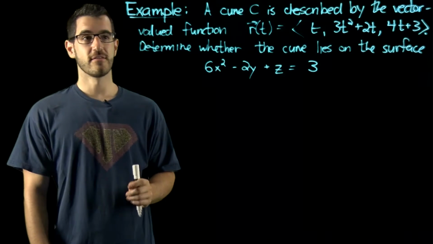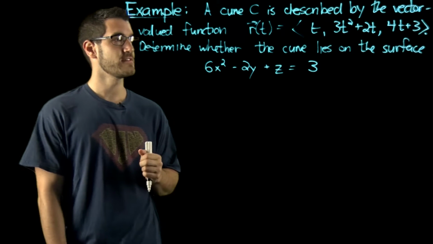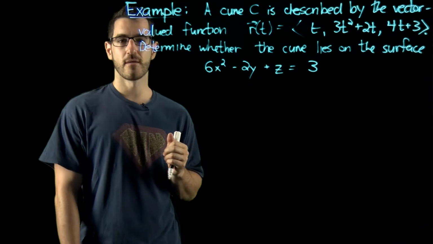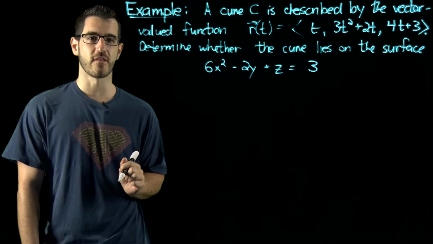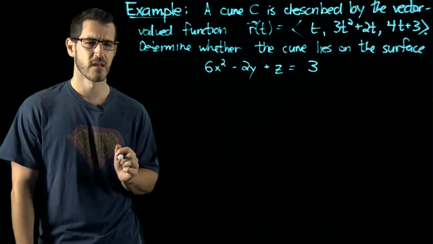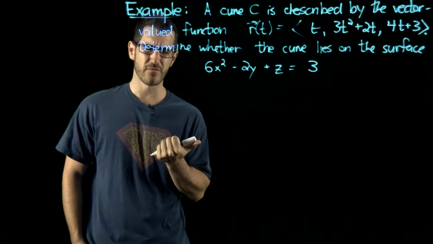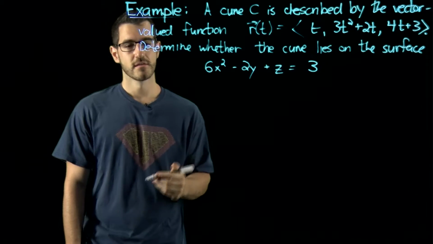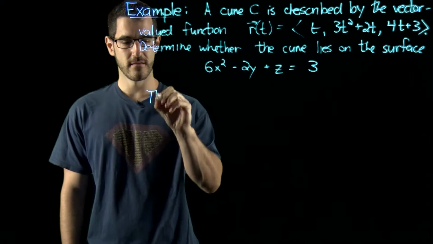So we're going to do the following example. We have a curve C that's described via the vector valued function I have written up here. And our goal is to determine whether this curve lies on the given surface. So before we start this, we should really ask, well, what does it mean for a curve to lie on a surface?